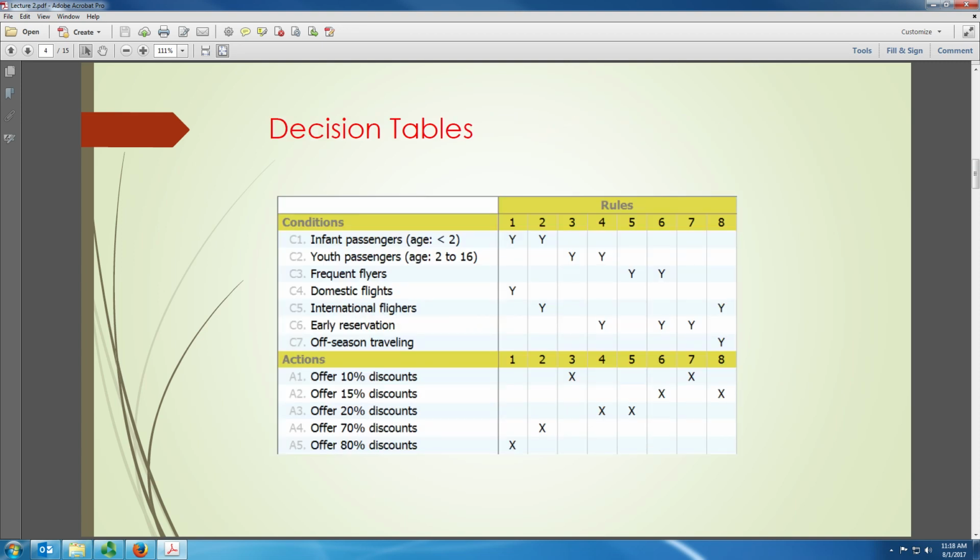So you have decision tables. Here is an example for a decision table: infant passengers. These are the rules 1 through 8. For infant passengers aged less than 2, rules 1 and 2 apply. For youth passengers aged between 2 and 16, rules 3 and 4 apply. For frequent flyers, rules 5 and 6 apply. So you can see how things can be identified using decision tables.